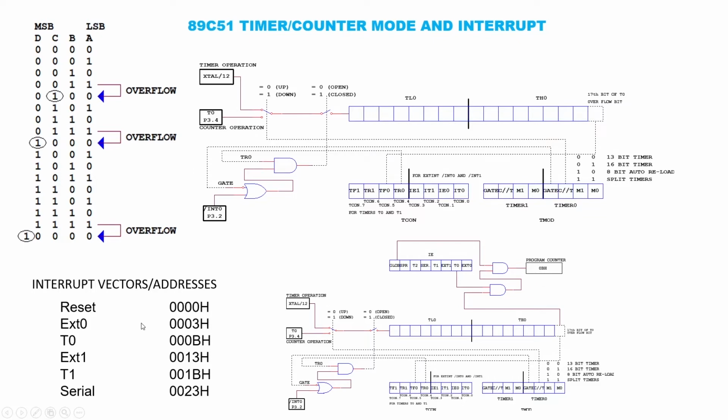And here we can find the interrupt vectors and addresses for the MCS 51 family, that is 0000H for reset, 0003H for external 0, 000BH for timer 0, 0013H for external 1, 001BH for timer 1, and 0023H for serial interrupt. And in our today's program, we will use a timer 0 interrupt. So we will use the interrupt vector address, that is 000BH.